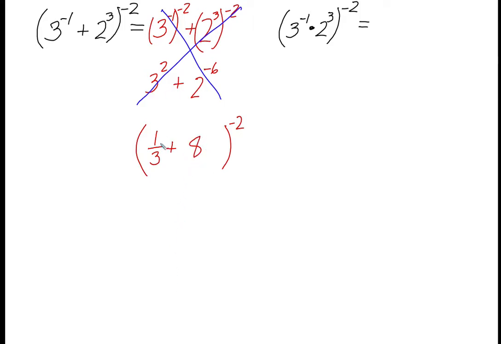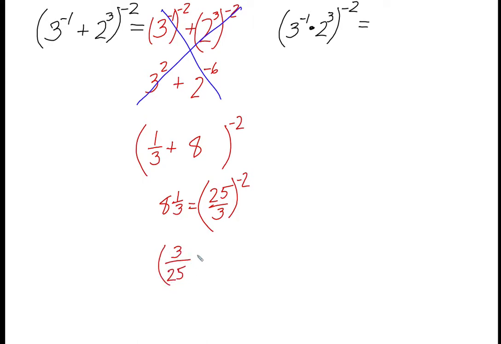So we've got 1/3 plus 8. Well, that's 8 1/3, which is the same thing as 25 thirds. That's what's inside the parentheses. That's still being raised to the negative 2 power. That exponent has two pieces to it, a negative sign and a 2. The negative sign flips it over. So it becomes 3 over 25.